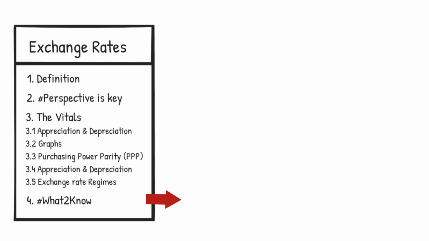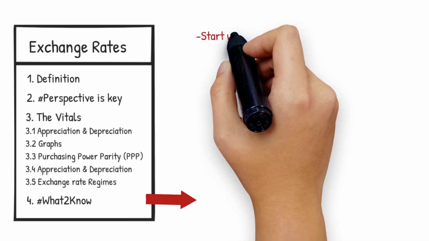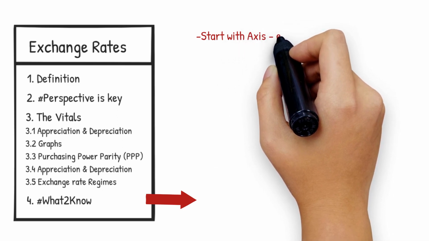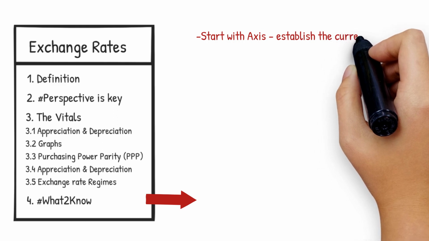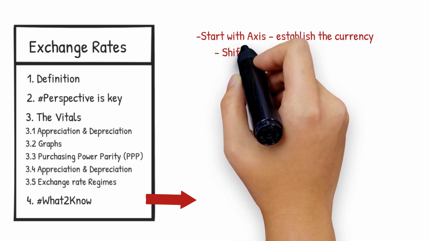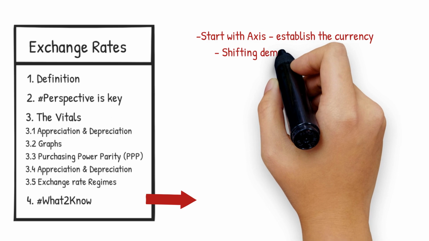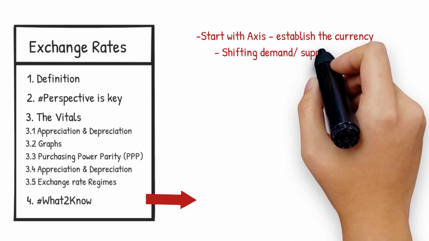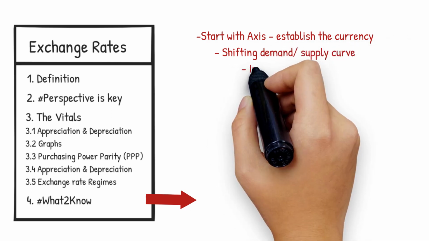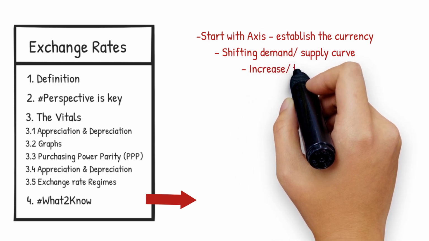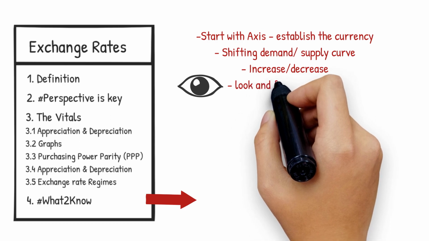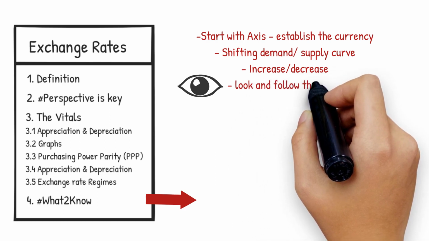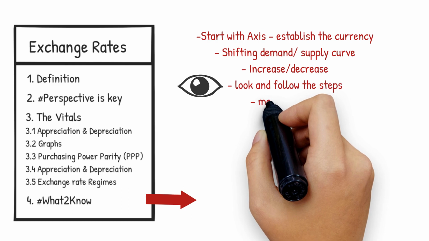Now, here are some of the things that you need to note in conclusion. With reference to the graphs, start with the axis to establish the currency that you are looking at. Establish whether we are shifting the demand or supply curve based on the given scenario. Establish whether there is an increase or decrease of the shifting curve. With reference to depreciation and appreciation, look at the given scenario and follow the steps of the graphs to establish whether the equilibrium exchange rate has increased or decreased.